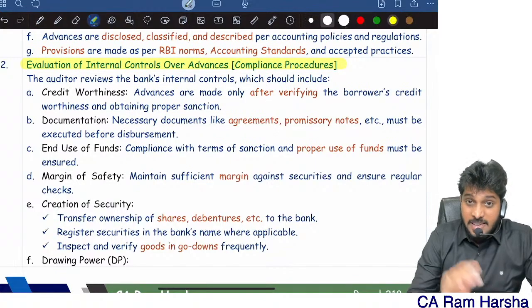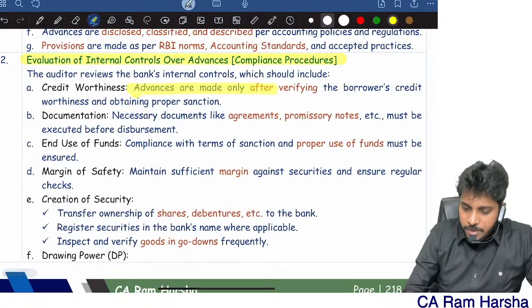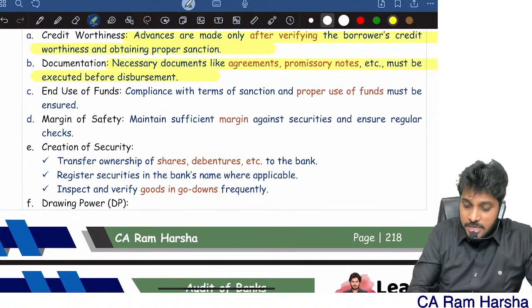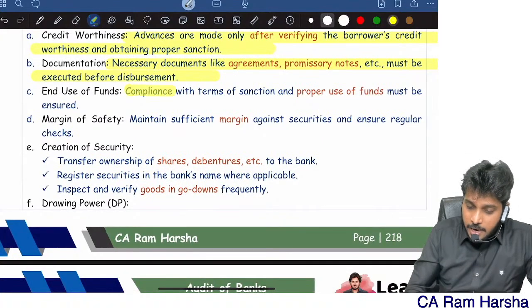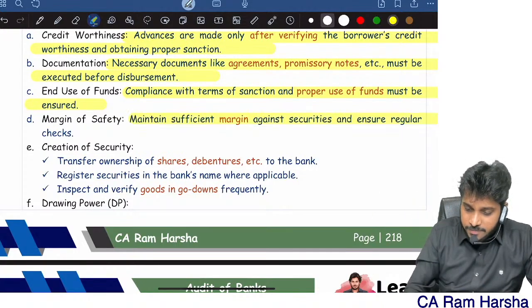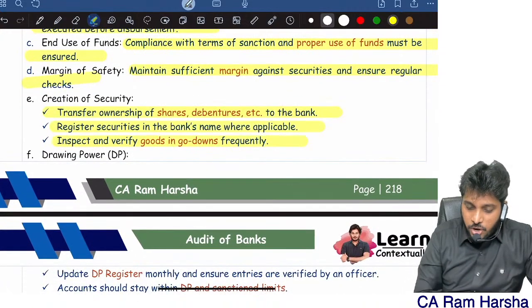Audit of advances. In audit of advances, the controls you need to verify, the efficacy of controls. Controls means what? See that advances are made only after verifying borrower creditworthiness. See whether the bank has a creditworthiness process or not. See that necessary documents are executed before disbursing the loan. Compliance with the terms of the sanction. See whether the bank is checking end use of the funds. See whether the bank is maintaining margin. See whether the bank is creating a security or not.